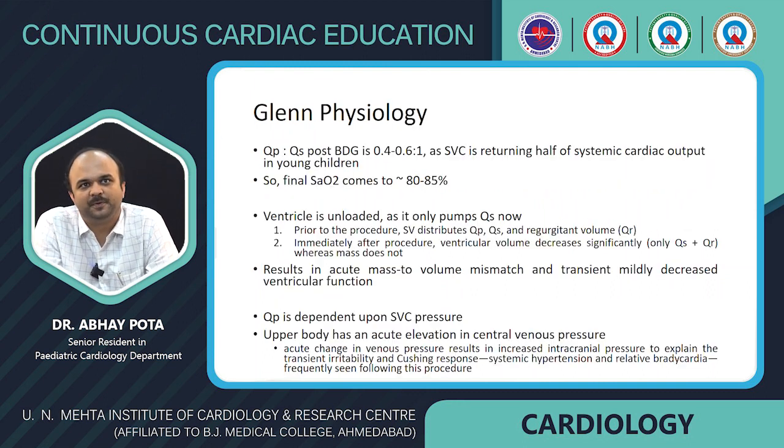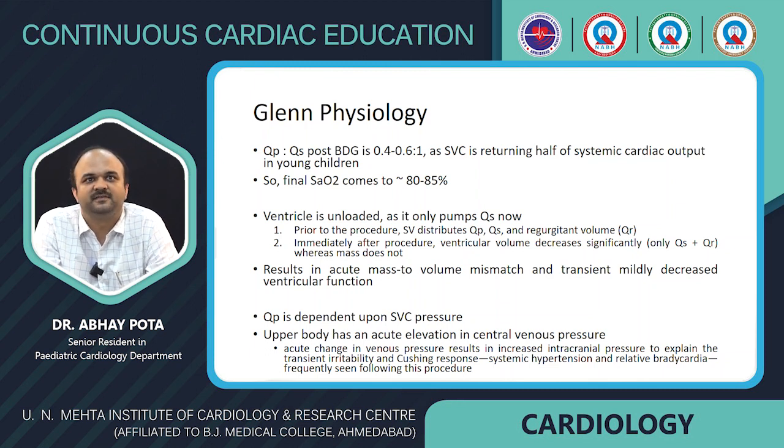What is Glenn physiology? QP:QS post bidirectional Glenn shunt is generally 0.4 to 0.6:1, as the SVC is returning half of the systemic cardiac output in young children. So final saturation comes to somewhere around 80 to 85%. The ventricle is unloaded after Glenn as it only pumps QS now. It was initially pumping both QP and QS.